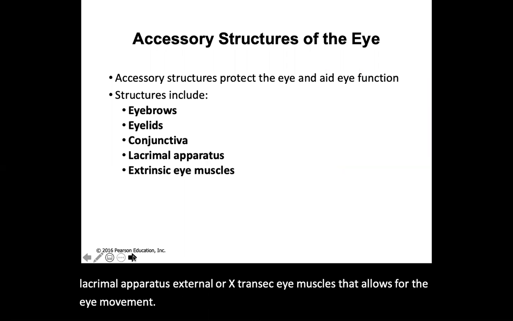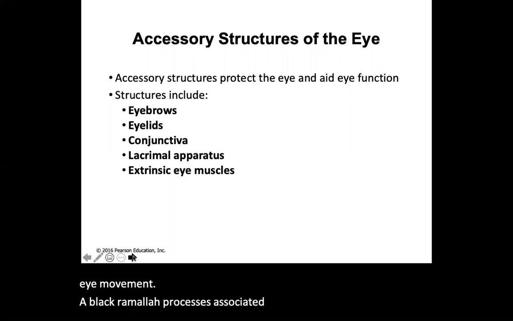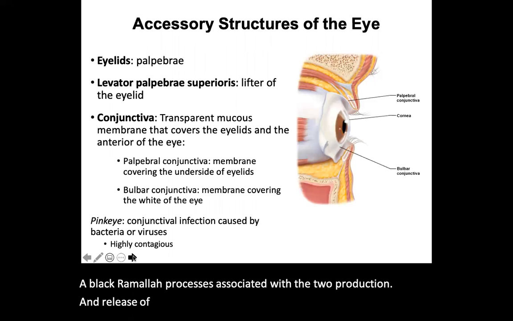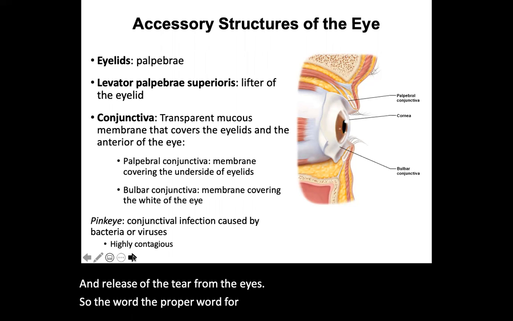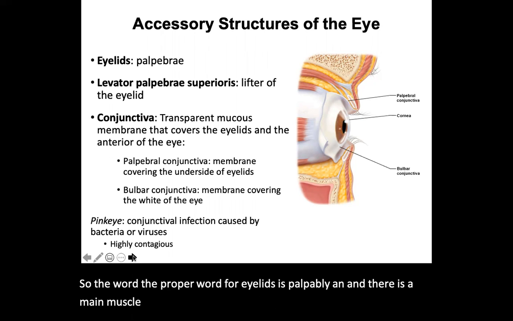The lacrimal apparatus is associated with tear production and the release of tears from the eyes. The proper word for eyelids is palpebrae, and there is a main muscle that allows the movement of the eyelid, referred to as the levator palpebrae superioris.